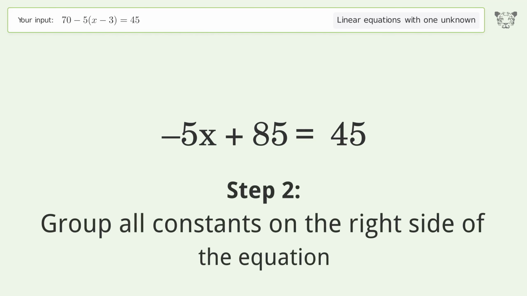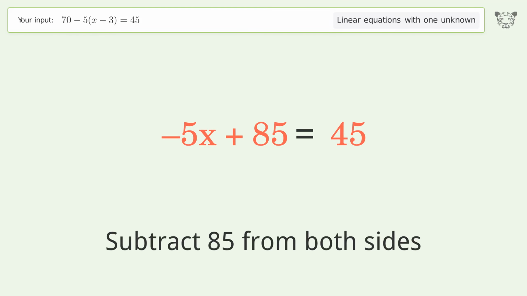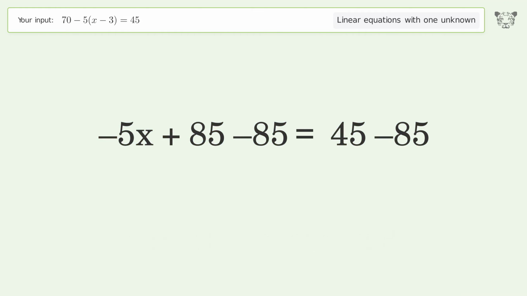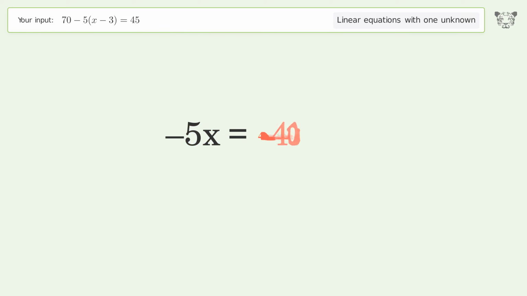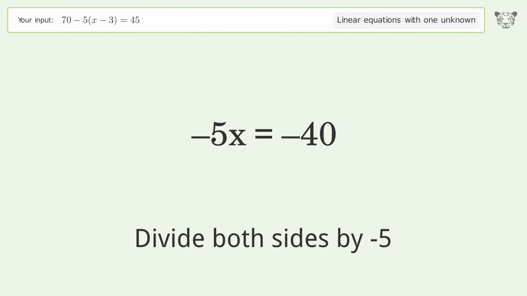Group all constants on the right side of the equation. Subtract 85 from both sides. Simplify the arithmetic. Isolate the x. Divide both sides by -5.